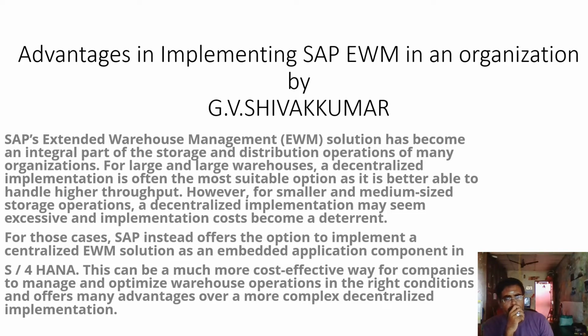For large and big warehouses, a decentralized implementation of EWM is often the more suitable option, and it is better able to handle higher throughput. They have a lot of handling units, a lot of volume, a lot of customer orders they need to supply, and they need to create n number of outbound deliveries and n number of inbound deliveries. However, for a smaller and medium sized storage location, a decentralized implementation may see excessive cost and implementation time, and a big consultant group is not required, because the cost will be a deterrent.